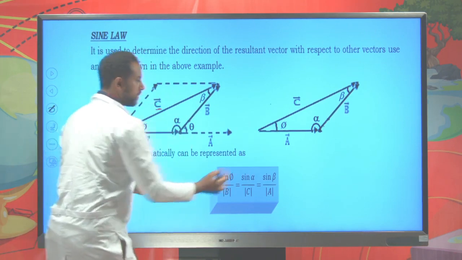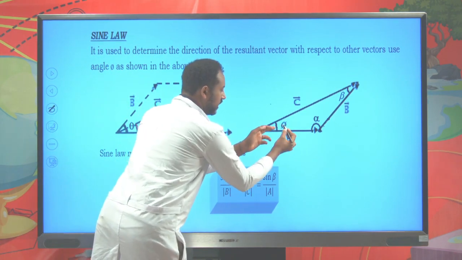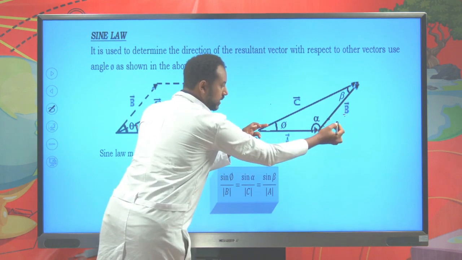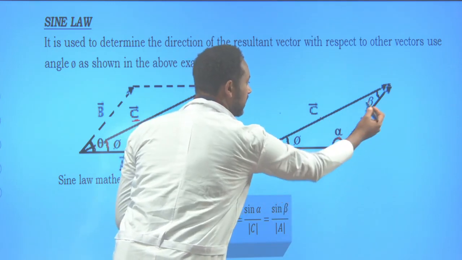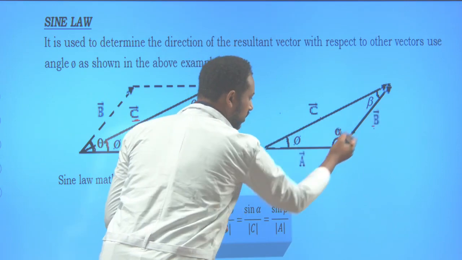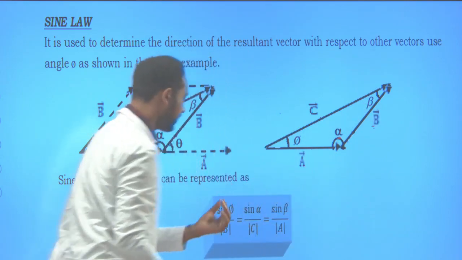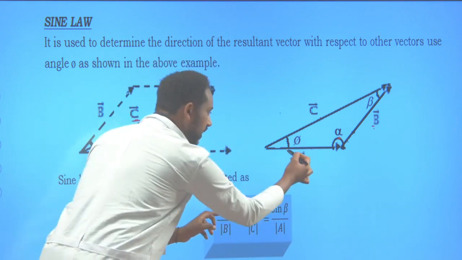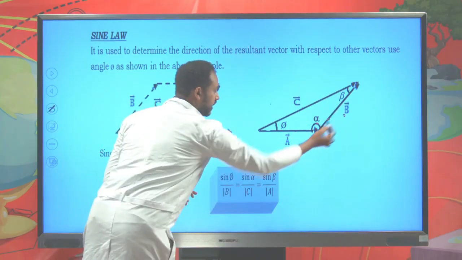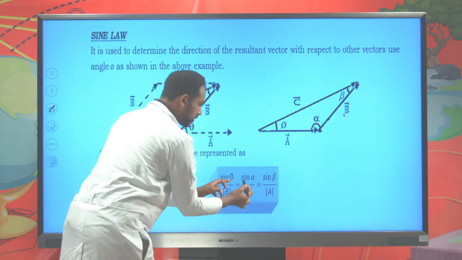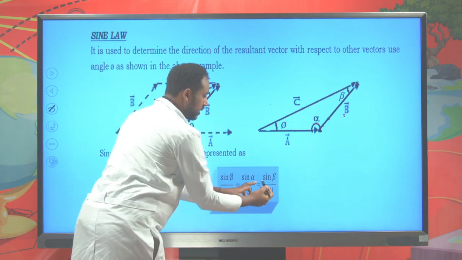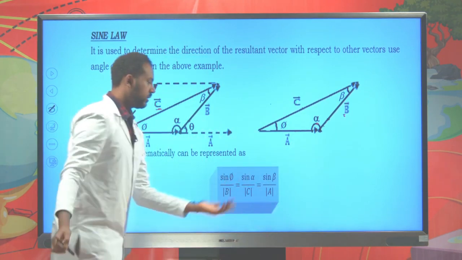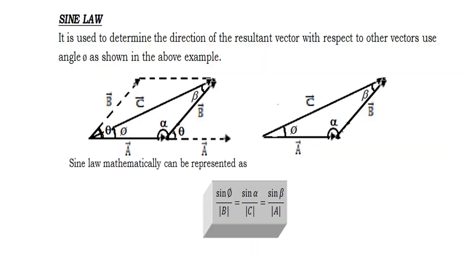The sine law states that the sine of this angle over the magnitude of the opposite side is equal to the sine of this angle over the magnitude of the opposite side, which is equal to, again, the sine of this angle over the magnitude of the opposite side. Let's see here: sine phi over the opposite side, which is B, the magnitude of B, is equal to sine alpha over the magnitude opposite to it, which is C, is equal to sine beta over the magnitude of A. This is known to be the sine law, and the sine law is very helpful to determine the direction of the resultant vector.